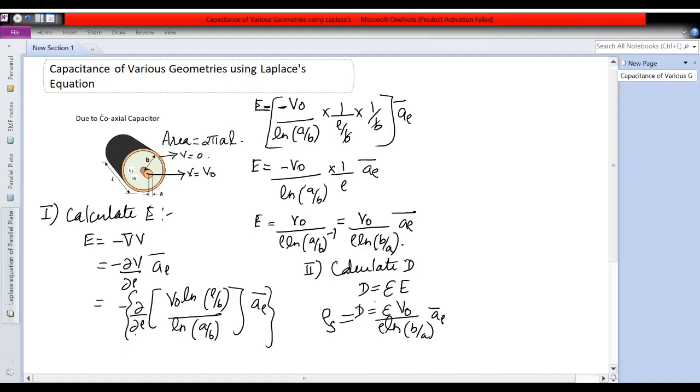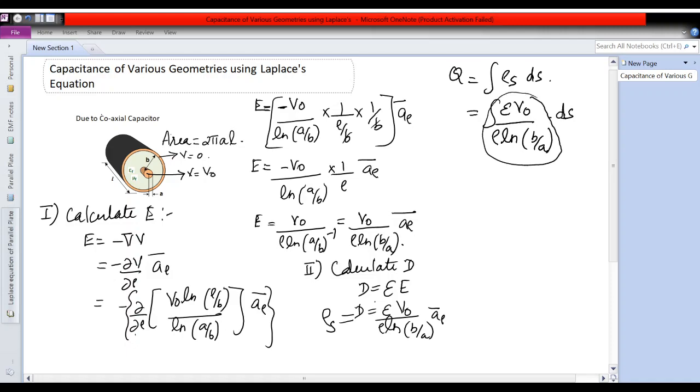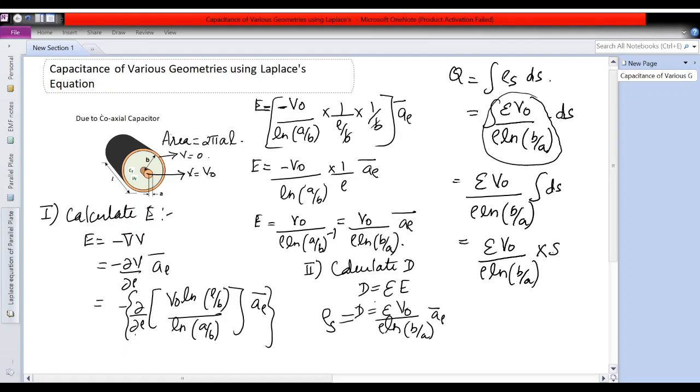Okay. Now I want to calculate Q. Q is equal to integral of rho S into ds. What is rho S? Rho S is epsilon V naught by rho into ln of B by A into ds. All these are constant values, so I'm taking them out. Integration of ds will give me S, the surface area. So in this surface area, I am going to substitute 2 pi A into L.